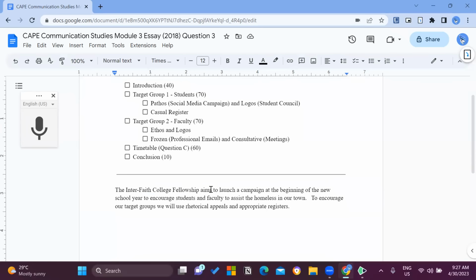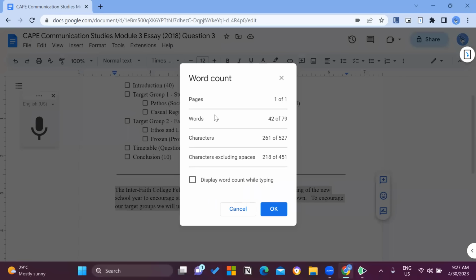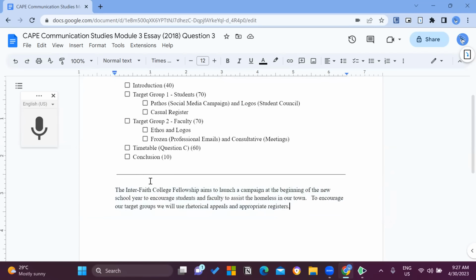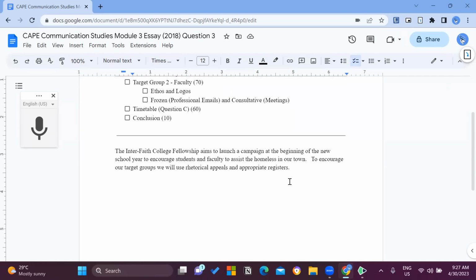So let's see what we have so far for the word count here. That's 42 words. So yeah, it was supposed to be 40, but it's 2 words over, so that's fine. I have the space. So that's the introduction.